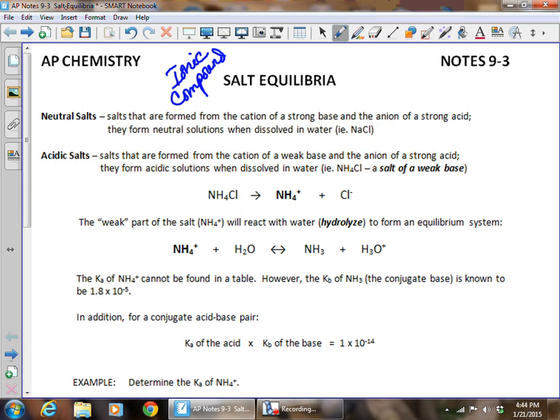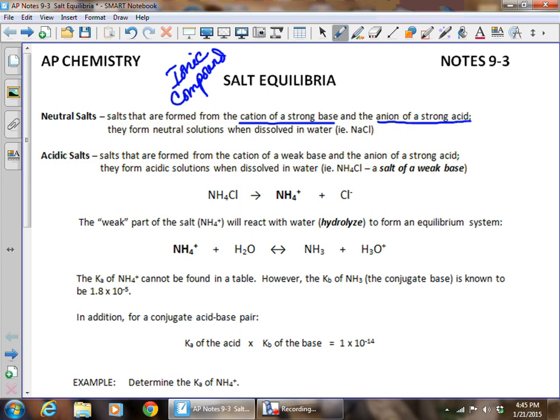If we have a neutral salt, now we've always, perhaps in earlier assignments when you were talking about whether something was acidic or basic or neutral, we've pretty much said that salts were neutral. Well, they're not all exactly neutral. Now, there are neutral salts, and neutral salts are formed when you have the cation of a strong base and the anion of a strong acid coming together to form the salt. And they will indeed be a neutral solution when they're dissolved in water. Sodium chloride is an example of this.